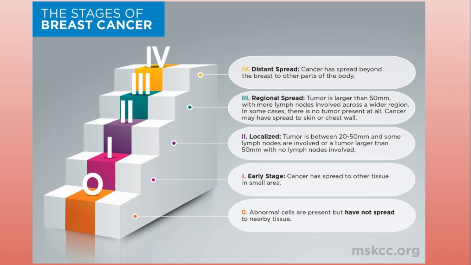Stage 3, or regional spread, tumor is larger than 50 millimeters with more lymph nodes involved across a wider region. In some cases, there are no tumor present at all. The cancer may have spread to the skin or the chest wall. So at this point, the tumor may not be present. There may not be a tumor at all, but it could have spread to other areas. And the final stage, stage 4, distant spread, the cancer has spread beyond the breast to other parts of the body. And the final stage, stage 4, can potentially be fatal if not treated correctly.